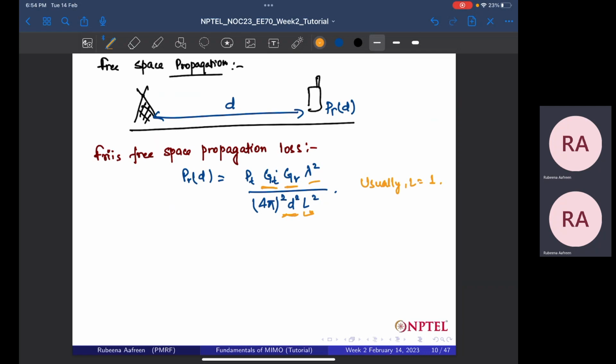Now we can say that when free space is there, there is only line of sight between the transmitter and the receiver. There is no other interference, no other reflection, nothing is happening. So here we can say that this received power is inversely proportional to D square, which means 20 dB per decade.